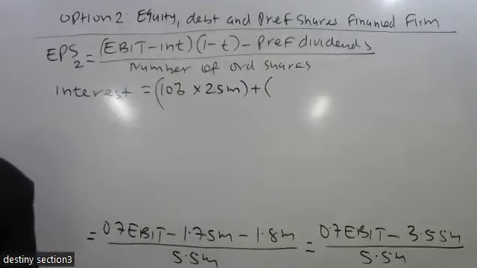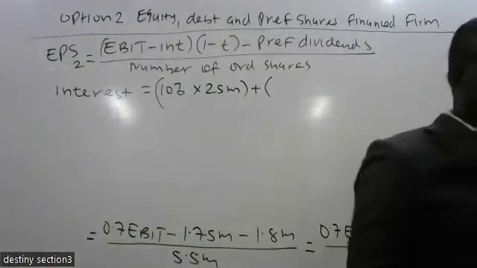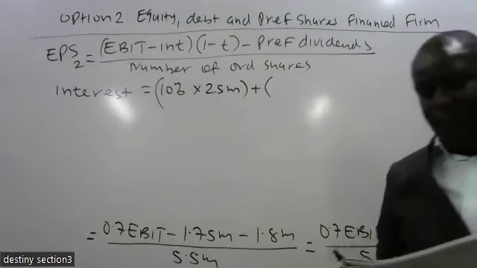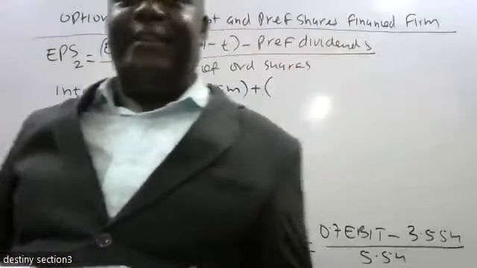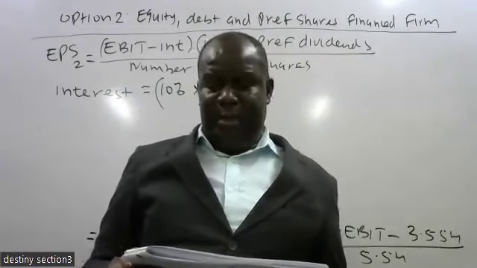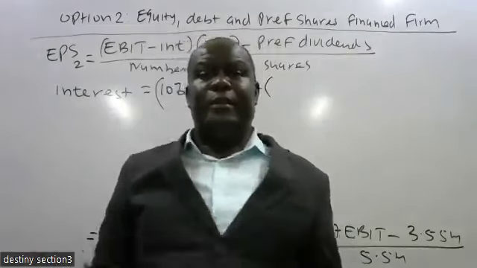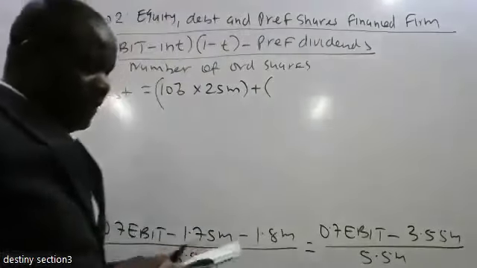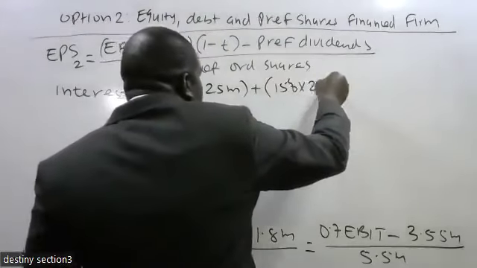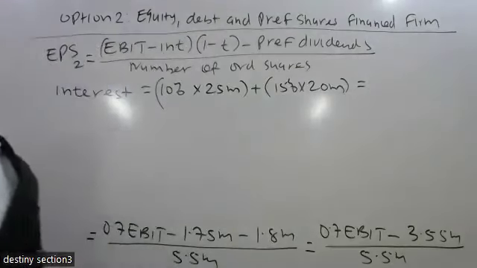Go to option 2. Are you able to see option 2? Issue new ordinary shares at par to raise how much? 30 million. And the balance will be raised through debt. What will be the balance? The amount they are supposed to raise is 50 million, as you have seen in the first paragraph. Under option 2, 30 should come from ordinary shares. So you subtract 30 from 50, the balance is 20 million. But it is at what percent? So get 15% of the 20 million. When you add them, they should give you the interest.